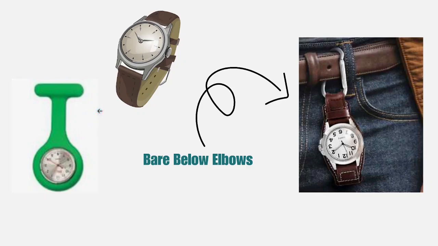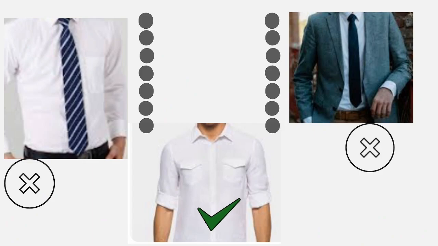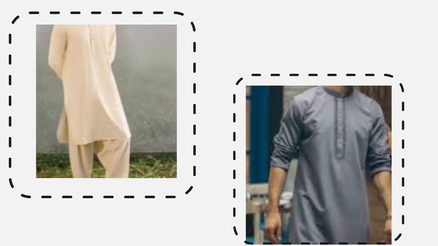You should avoid jewelry, any kind of jewelry. A plain wedding ring or a wedding band is okay, but except that, nothing else is allowed. You would be asked to take it off before the exam. And for men who want to wear their traditional clothes or shalwar kameez, that's okay. Just roll up your sleeves above the elbows.